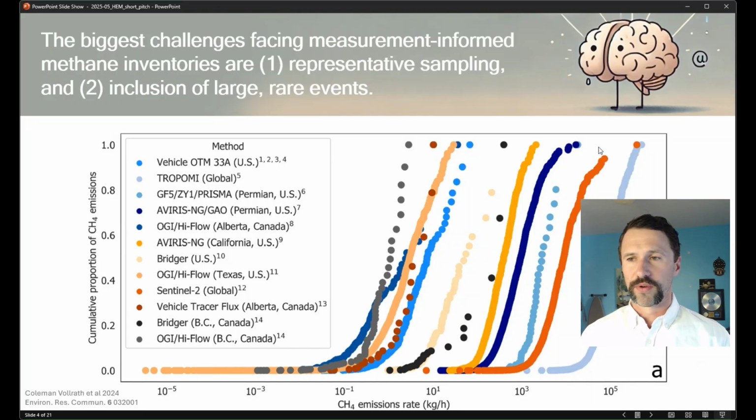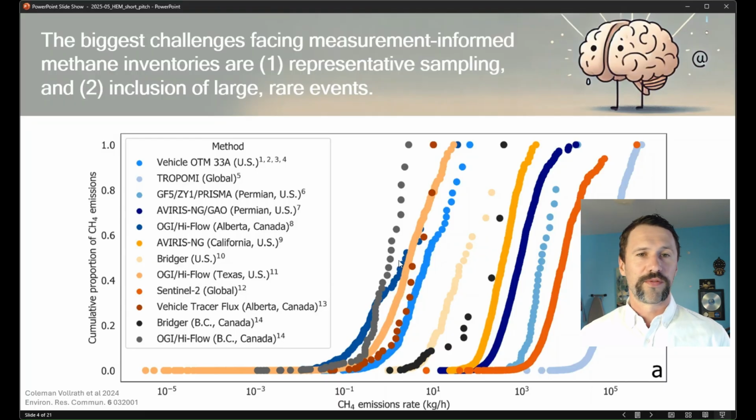If you look at this one over here, if you go to the other extreme, I don't even know what color that is, kind of a blue-gray, this is TROPOMI satellite data. 100% of sources in this study are above 10 to the 5 kilograms per hour.